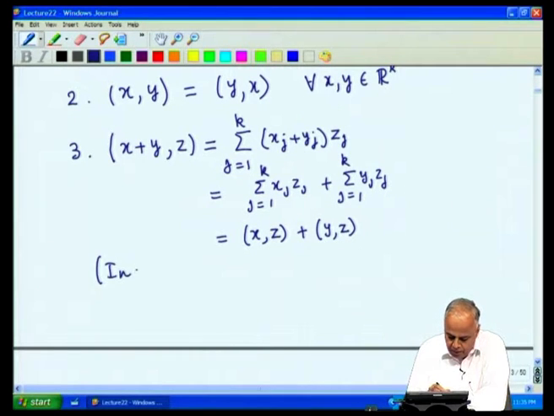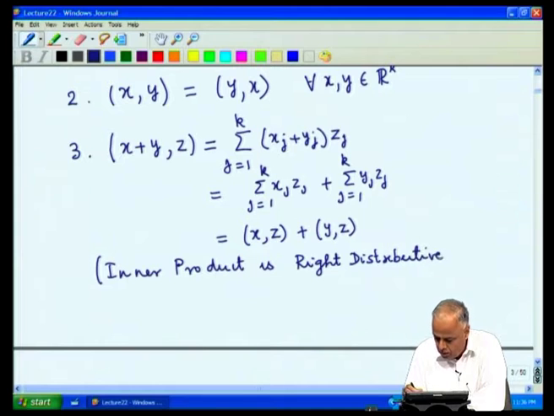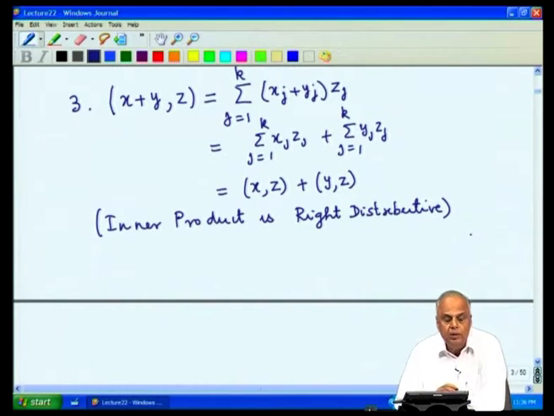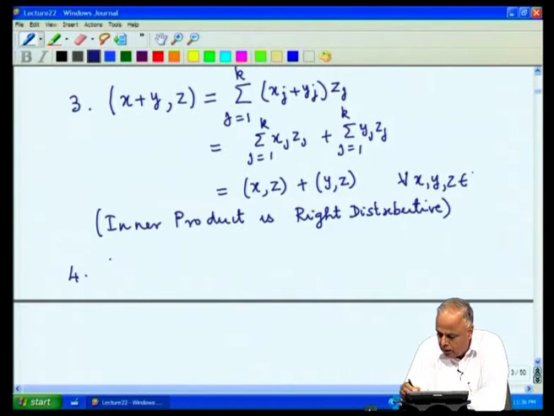So, we will say inner product is right distributive. This is the effect of addition interpreted with respect to the inner product. Next, we will see the effect of this inner product on scalar multiplication. This is true for any vectors x, y, z in R k. Next, we look at the effect of inner product on scalar multiplication.